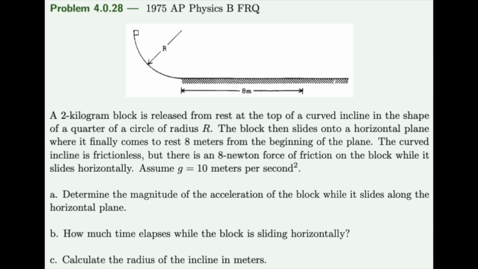So there's a 2 kilogram block that is released from rest at the top of a curved incline in the shape of a quarter circle of radius r. And then after it comes down, the block slides onto a horizontal part, where it comes to rest 8 meters from the beginning of the plane. The curved incline is frictionless, but there is an 8 newton force of friction on the block while it slides horizontally. And in part A, we want to find the magnitude of acceleration when it's sliding along the horizontal part.